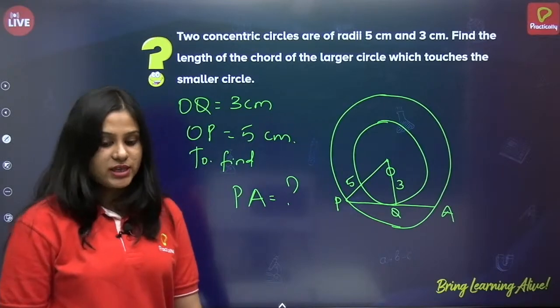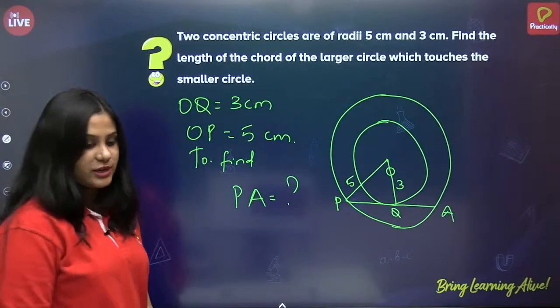Very good, Saraswati. The answer is correct. It's absolutely correct. Very good.